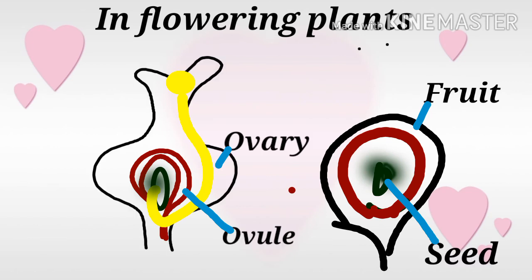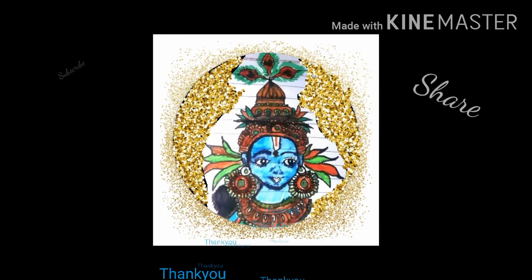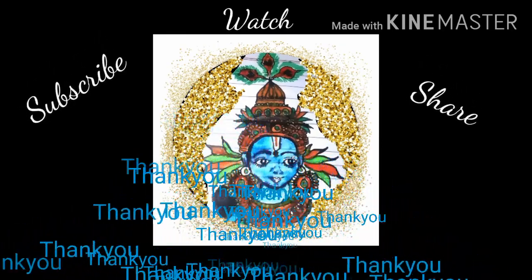In flowering plants, after fertilization, the zygote which is formed inside the ovule, which is enclosed inside the ovary, gradually changes into an embryo, and this embryo with the ovule finally changes into a seed. And the ovary which is seen outside the ovule changes into a fruit. So that is the development which happens in flowering plants. That covers the general things that happen in sexual reproduction in both plants and animals.